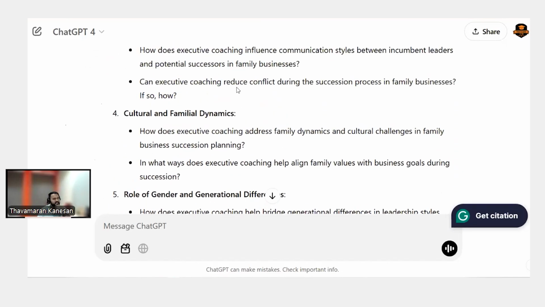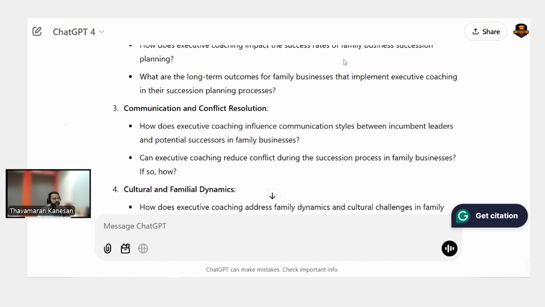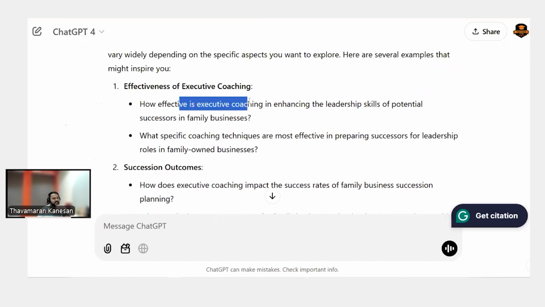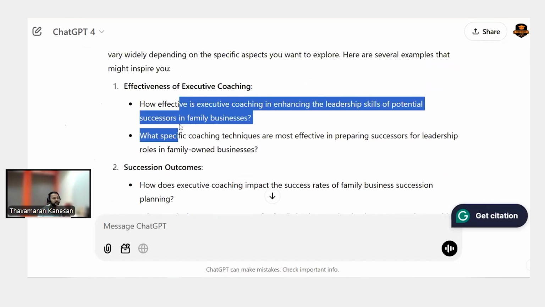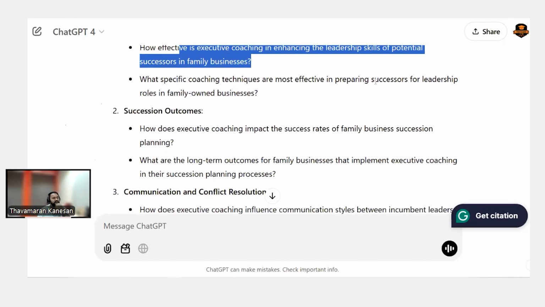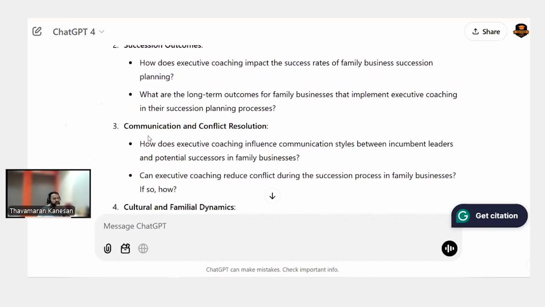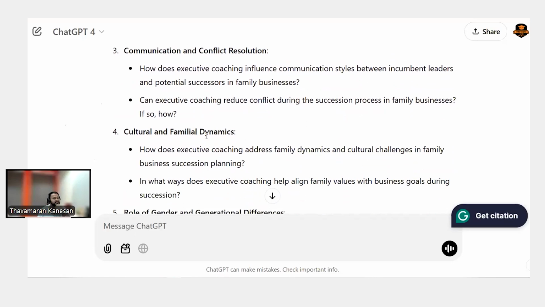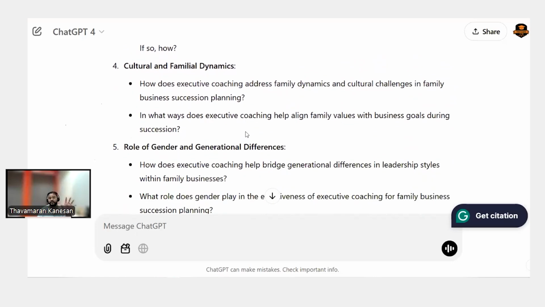So here you can see for the first one, how effective is executive coaching in enhancing leadership skills or potential successes in family businesses? What specific coaching techniques are most effective in preparing successors for leadership roles in family-owned businesses? Then you have succession outcome, communication, conflict resolution, cultural family dynamics. All these are good because the AI is already categorizing for you. Reading on your own would take time to do. So use this for these purposes.